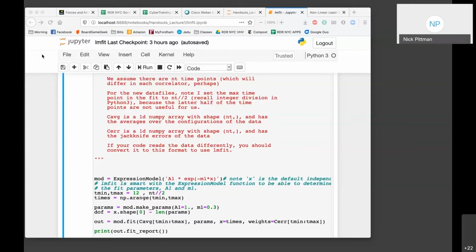Nah, it's still giving me no module lmfit. Really? And I restarted it and everything. Actually, no, I didn't restart it. Let us pray, brethren.